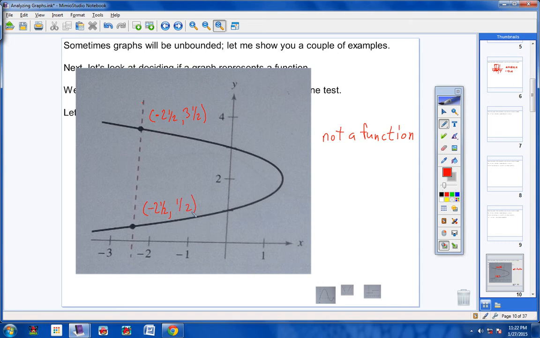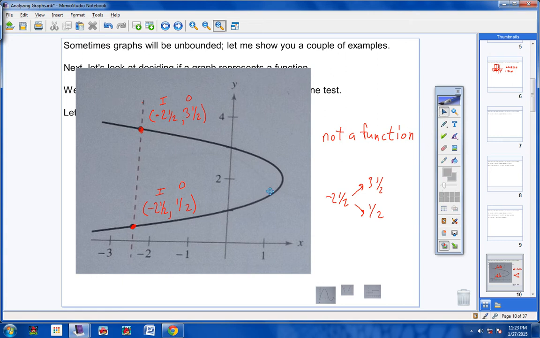Now, students, look. This is your input. This is your output. This is your input. This is your output. Look, your input, -2.5, had 2 outputs. Do you see it? Your input is -2.5, and it had 2 outputs. It had an output of 3.5 and an output of 1/2. Anytime 2 points are directly above and below each other, vertically like this, that means you're going to have 1 input with 2 outputs, and that's why the vertical line test works, okay?